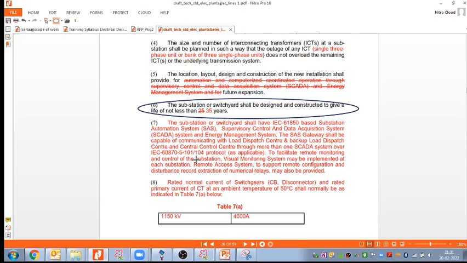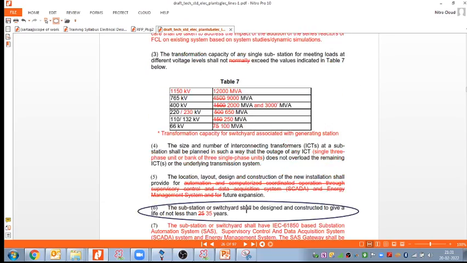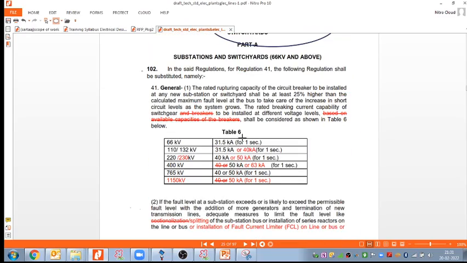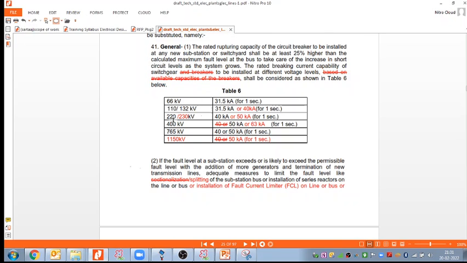And similarly the fault current rating, the rated rupturing capacity of the circuit breaker to be installed. So for every voltage there is a fault rating given. For 66 and 132 kV, 31.5 kA; 220 kV initially 40, now 50; 400 kV initially 50, now 63; then 765 kV and 1150 kV. So what I am trying to explain is this.